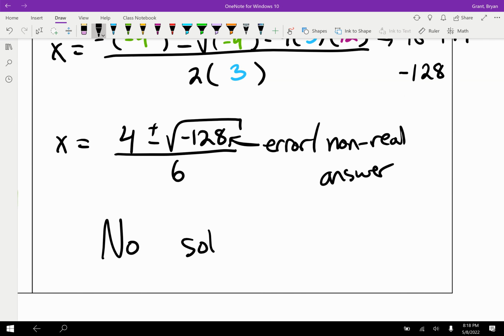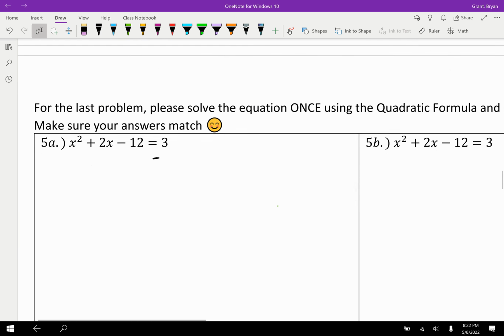We'll discuss this more in depth next class, but we know that the square root of a negative is undefined. We learn more about those. We call them imaginary numbers, in Algebra 2. But yeah, if you get that square root of a negative, don't be surprised if the answer says no solution. All right, let's move on to this next page.